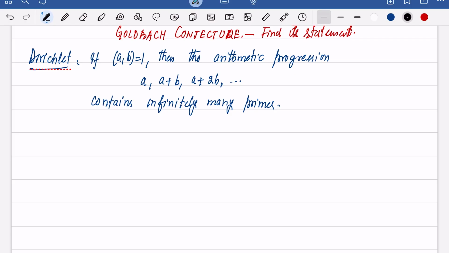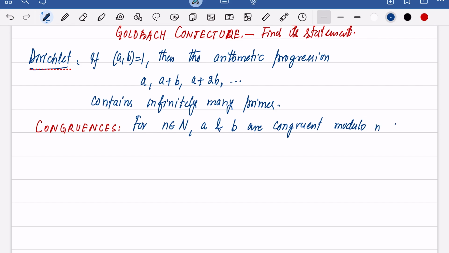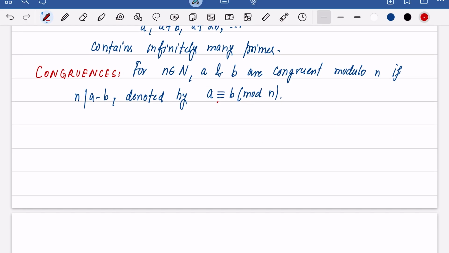Now let's come to one nice topic, that is congruences. For n in the set of natural numbers, a and b, which are integers, are congruent modulo n. We say these two integers are congruent modulo n if n divides a minus b, denoted by a is congruent to b modulo n. Here we don't prove it, but this relation of congruence is a reflexive relation, a symmetric relation, as well as a transitive relation. All these three imply this is an equivalence relation.